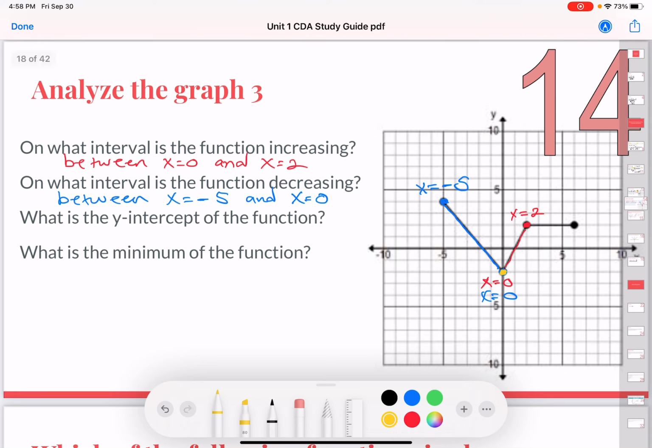Whenever x equals 0, I know that that's my y-intercept. So I got 0 is my x value, and my y value is -2 at that point. And like I said, that just happens to be our minimum.